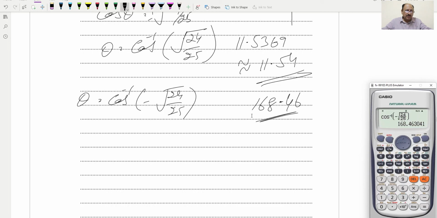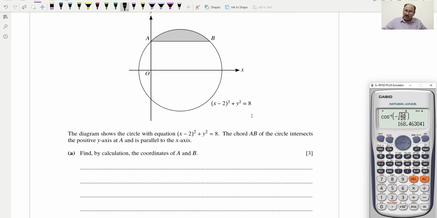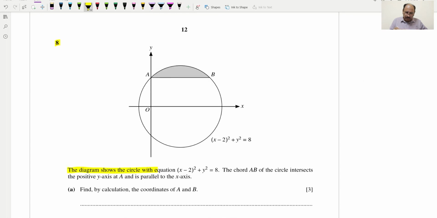And question number 8 says, diagram is again provided. This is question number 8. The diagram shows a circle with equation, this one, the chord AB. Chord AB is this one. The positive axis at A and is parallel to the x-axis, and this is the equation of the circle.